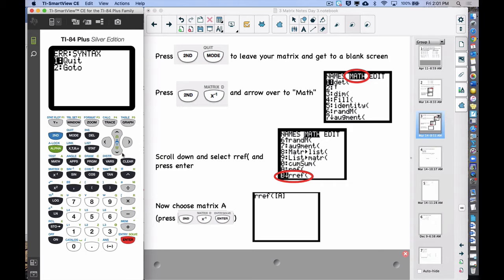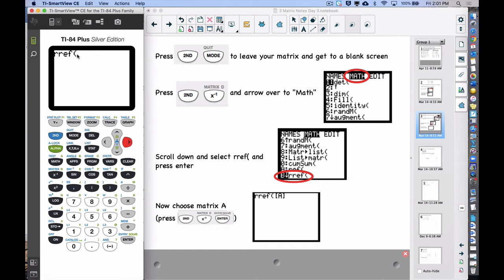Because what the calculator needs to know is what matrix it should do this RREF on. RREF stands for Reduced Row Echelon Form. If you ever take a class that goes more in depth in matrices, they'll talk about what that means and how that works, but for now, this is good enough for us.